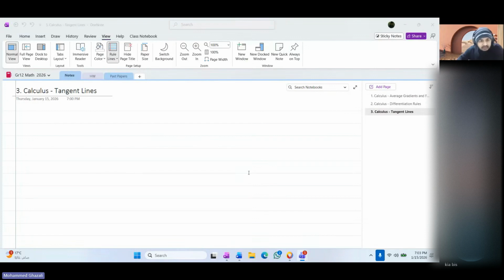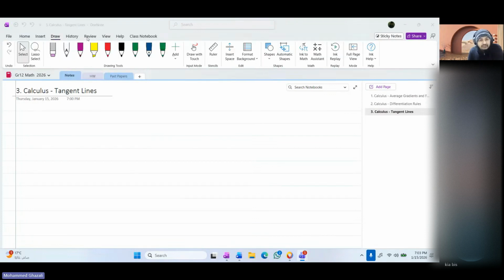Calculus, and today we will do tangent lines, right? In the previous two lessons, we have done average gradients and first principles. In the second lesson, we have done differentiation rules. Now it's kind of like application.